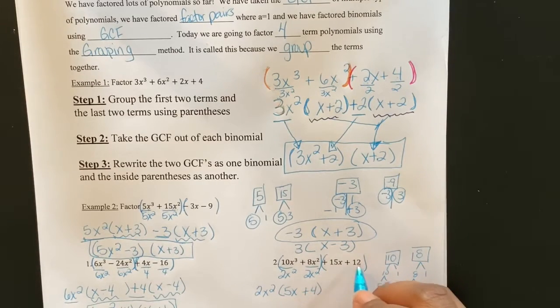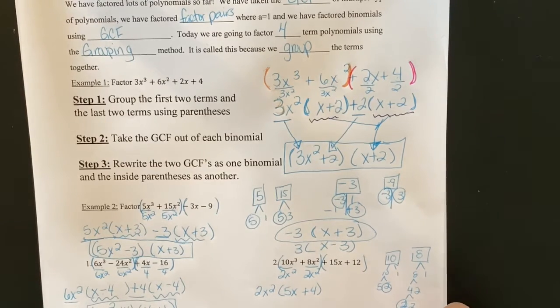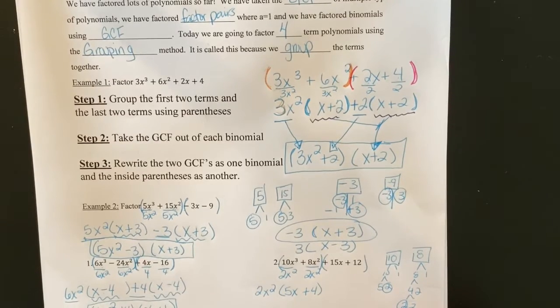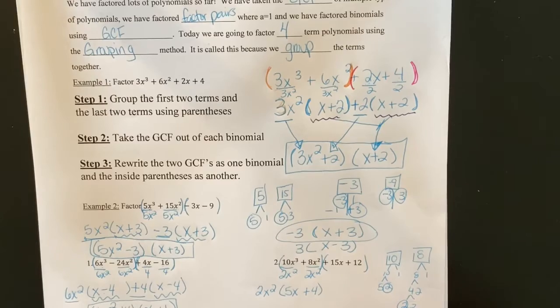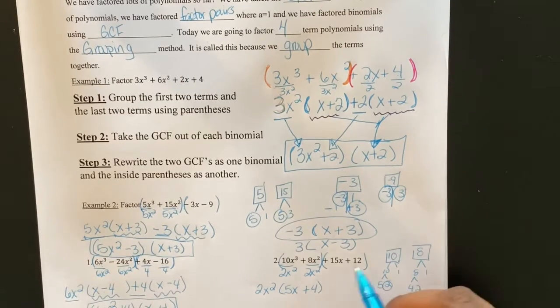Next up, 15x plus 12. All right, let's do 15 and 12. It's going to be 15 and 1, 5 and 3. This is going to be 12 and 1, 3 and 4, 2 and 2. As you can see, 3 is the largest factor they have in common. They don't have any x's in common, so it's going to be positive 3.